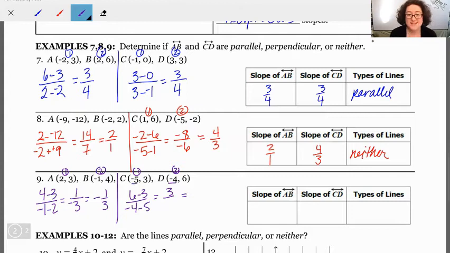-4 minus a -5. I left off my negative sign. So that really becomes plus a positive. So we really just have 1 in the denominator. So comparing our slopes, we have a -1/3 and we have a 3/1. Hey, those are opposite reciprocals, so these are perpendicular.